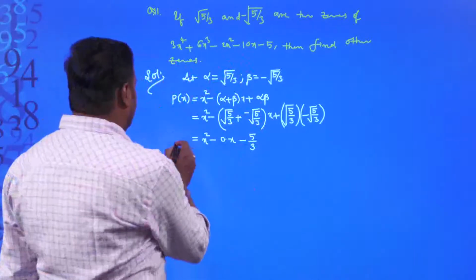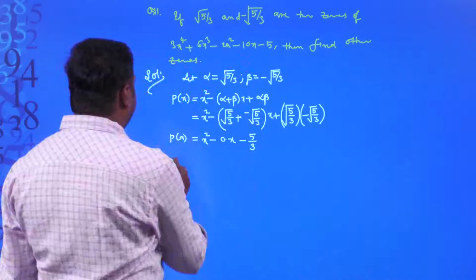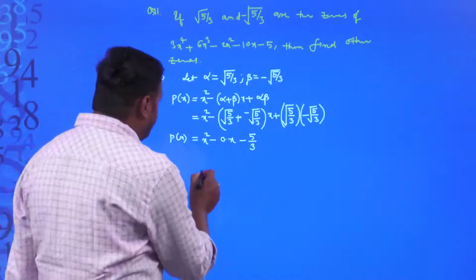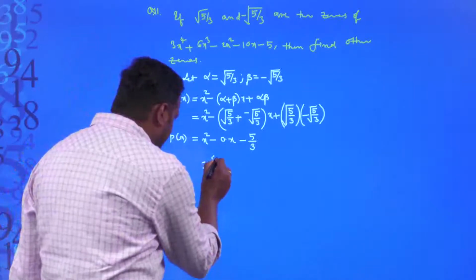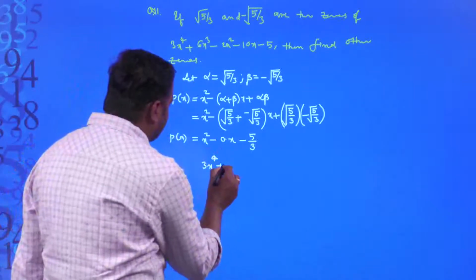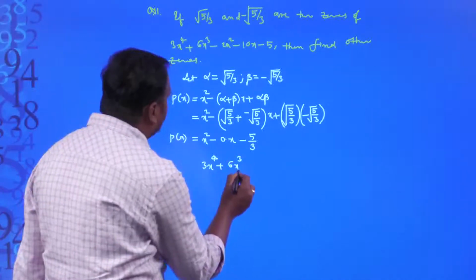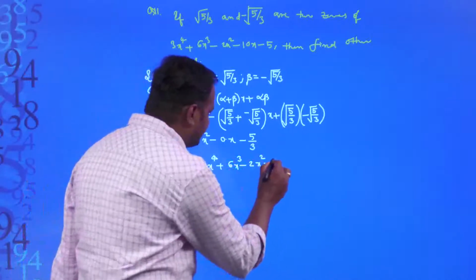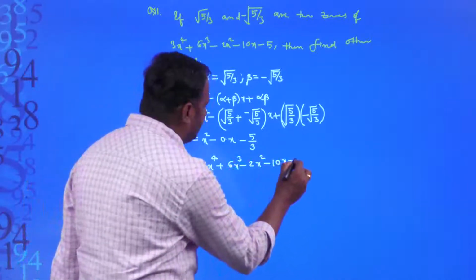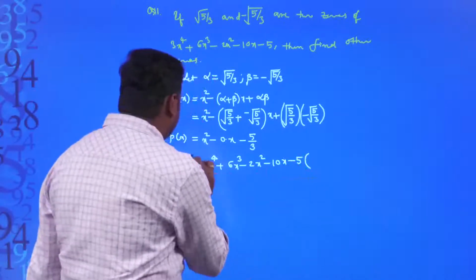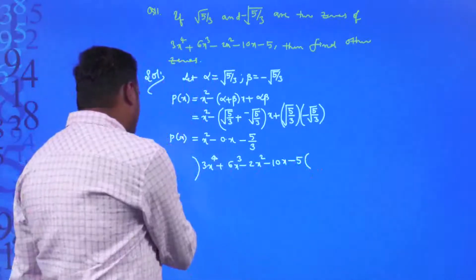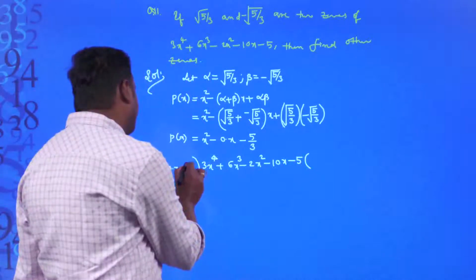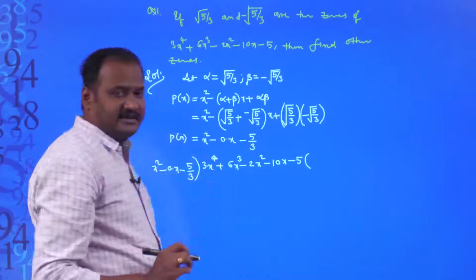Okay. So p of x is this, and dividing that fourth degree polynomial by the second degree polynomial so obtained. So what is that fourth degree polynomial? 3x to the power of 4 plus 6x cube minus 2x square minus 10x minus 5 by, what is that polynomial? That is x square minus 0 into x minus 5 divided by 3. Okay. Let us start dividing.